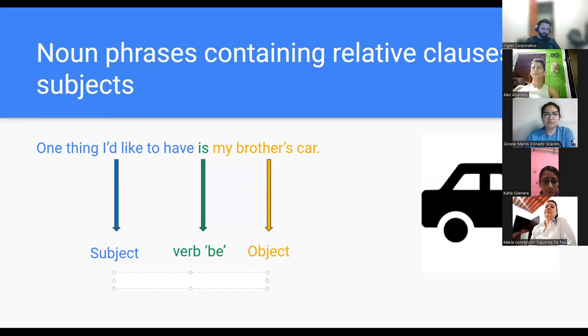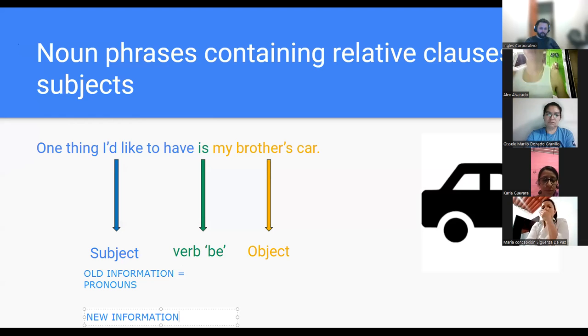If you want to substitute this with a pronoun, now a pronoun, guys, is what we call old information, okay? Old information equals pronouns, right? And you'll see why. All right. So this is old information, right? And new information equals nouns. Okay. Why is that?